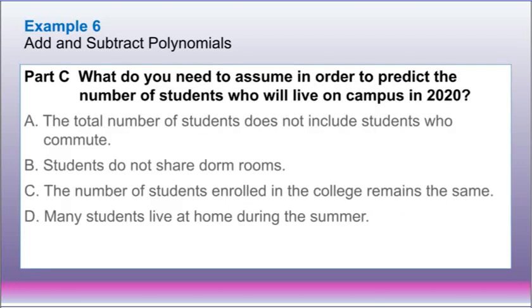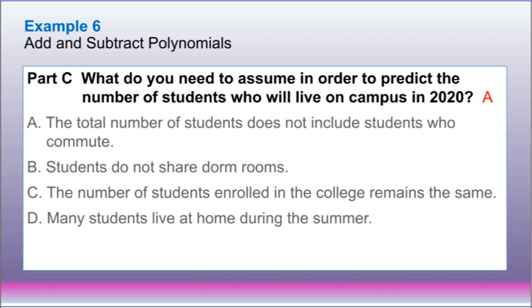What do you need to assume in order to predict the number of students who will live on campus in 2020? Since you're only looking at the students who live on campus, you have to assume that the total number of students does not include students who commute. Okay, because those are neither on campus nor in the apartments. So those who live on campus don't include students who commute. So that is our lesson on adding and subtracting polynomials.